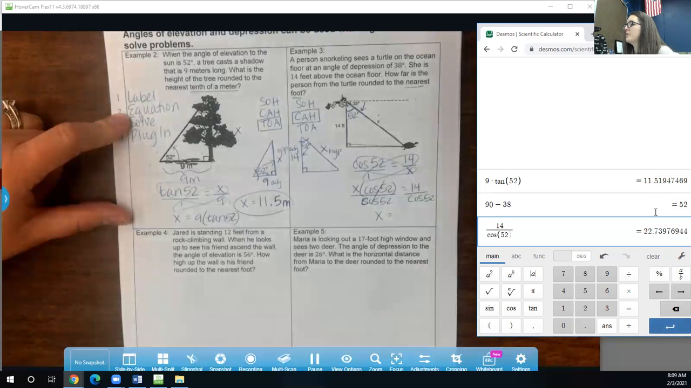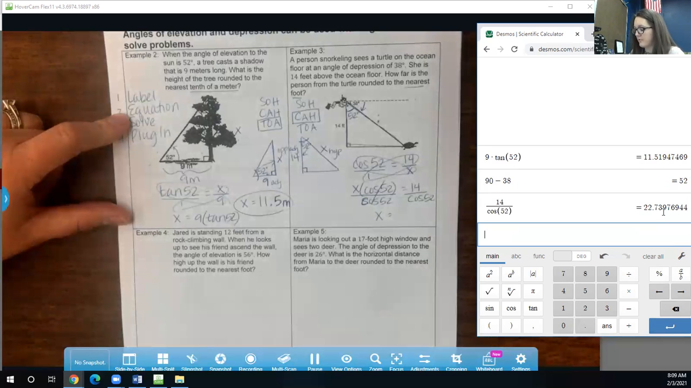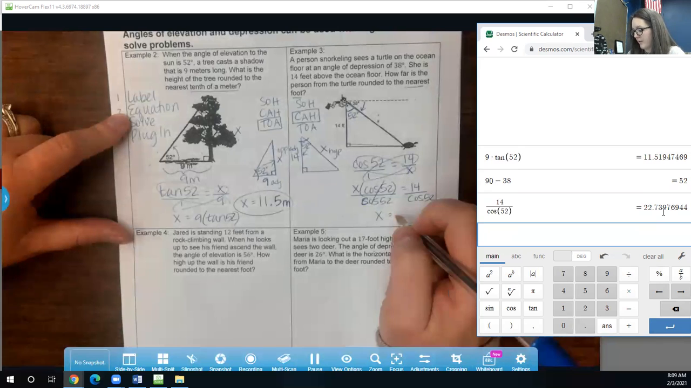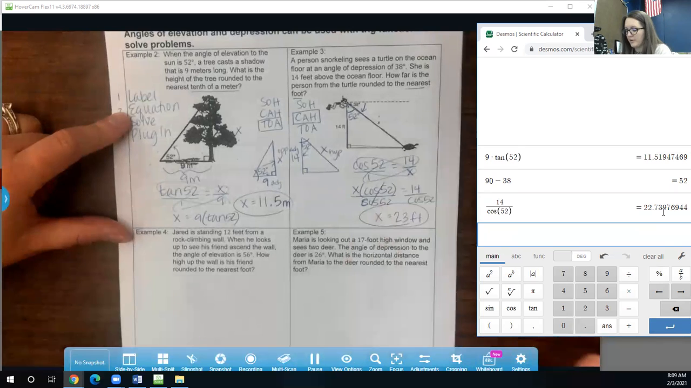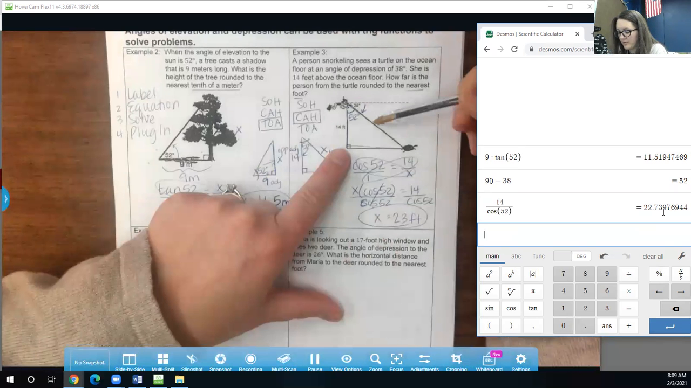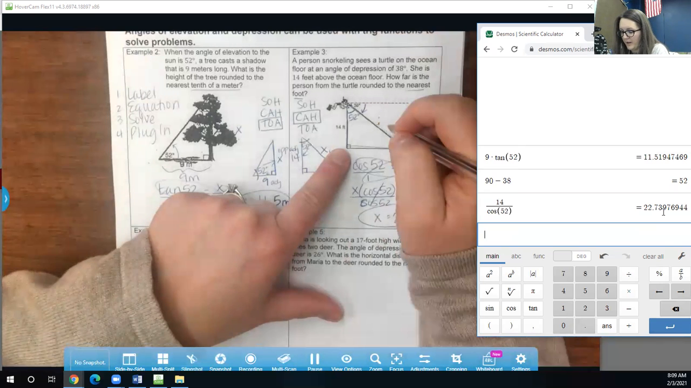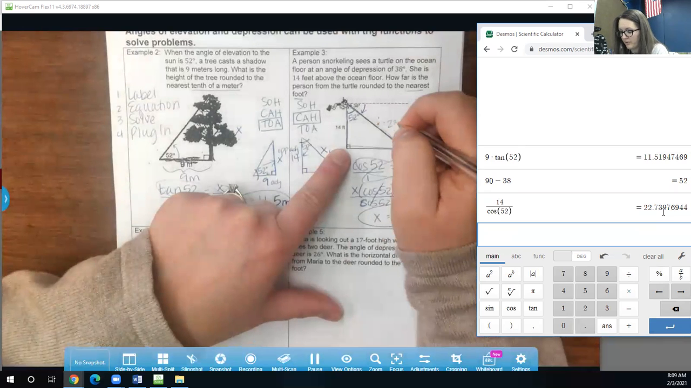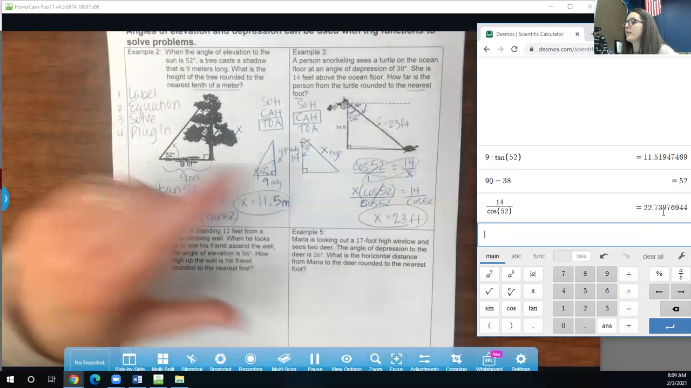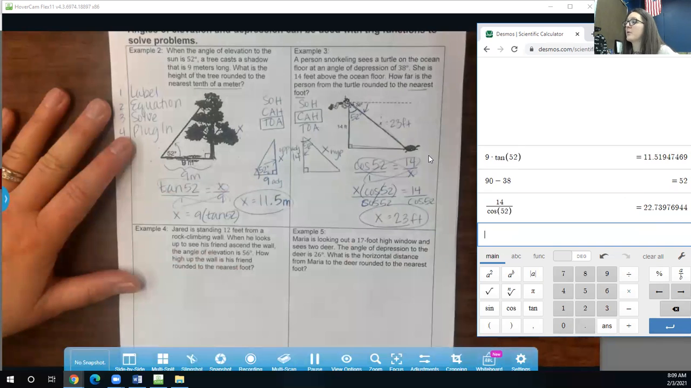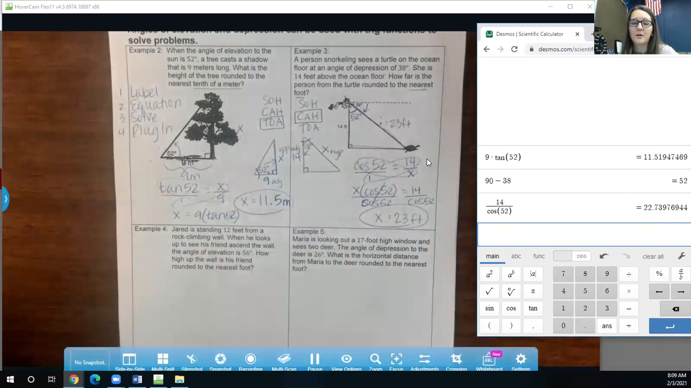We get 22.7. Nearest foot, looking at that 7, it's going to round up to 23. So 23 feet. So that means that the turtle was 23 feet away from the girl, or the girl was 23 feet away from the turtle. Either one of those. I think turtles can swim pretty fast, so I'm sure that didn't stay 23 feet for long.